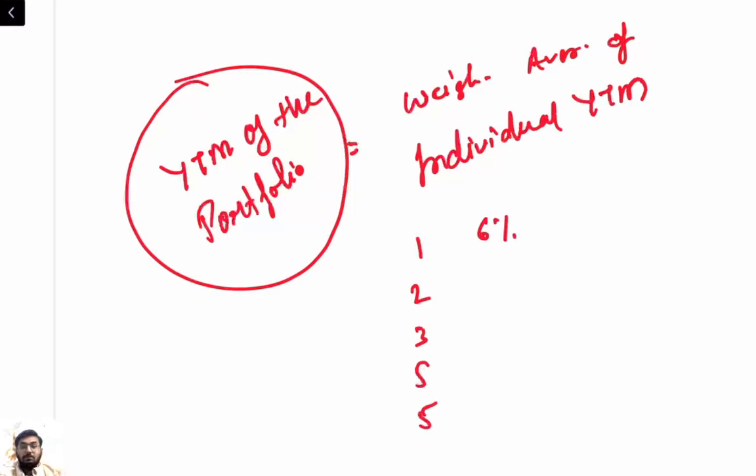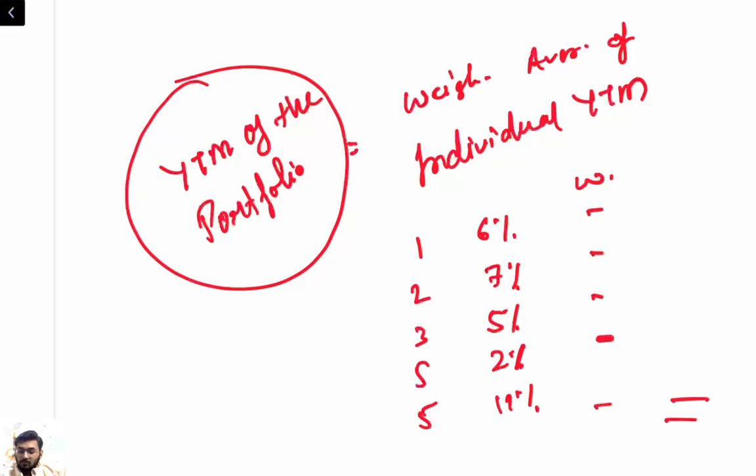One is giving you the YTM of 6%, another is 7%, another is 5%, another is 2%, another one is 11%. Different YTMs. Everyone has their own weight in your portfolio. So you will multiply them and you will add them. Clear? So this is generally a very good approximation of the portfolio's expected return. Mark my word, this is generally a very good approximation, not the exact portfolio's expected return. This is an approximation. Clear?